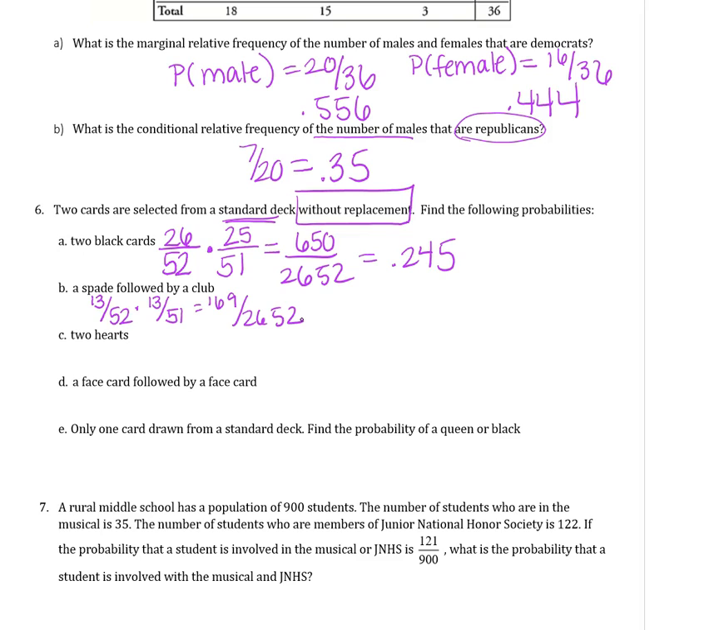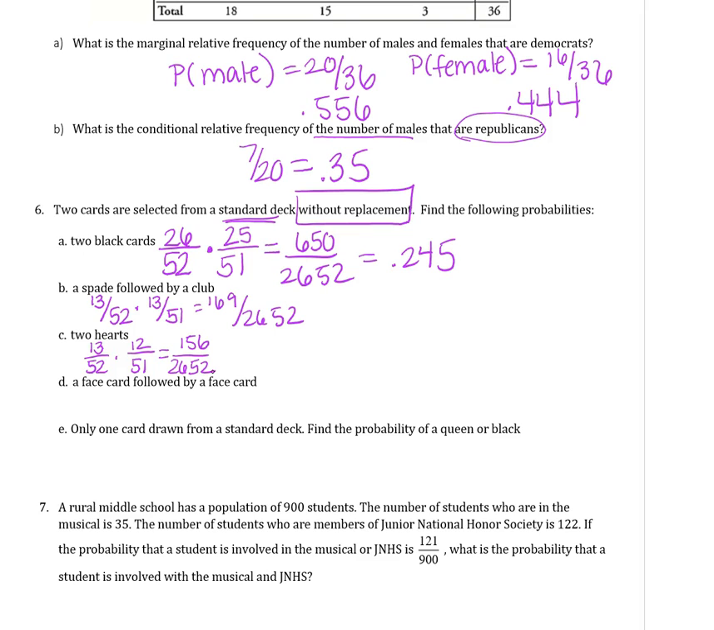If I want to pull out two hearts, again, a heart is a suit. So there's 13 hearts in a deck of 52. But if I take one out and don't put it back, I'm now pulling from 12 hearts out of a total of 51 cards. So 13 times 12 is 156. 52 times 51 is 2652.